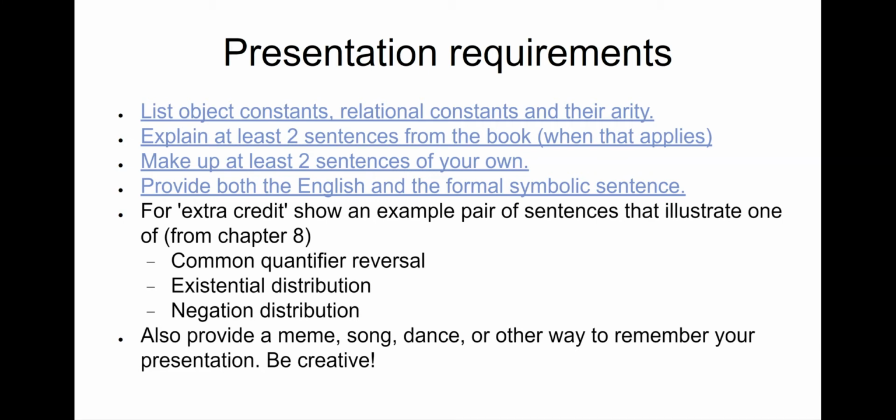We're actually jumping a little bit ahead because we're satisfying a requirement for an assignment that I provide in the middle of chapter 6. And it asks us to demonstrate common quantifier reversal, existential distribution, and negation distribution. So we're going to do that here, and you should rest assured we're going to talk about it again when we get up to chapter 8, but it's always good, I think, to see an example.